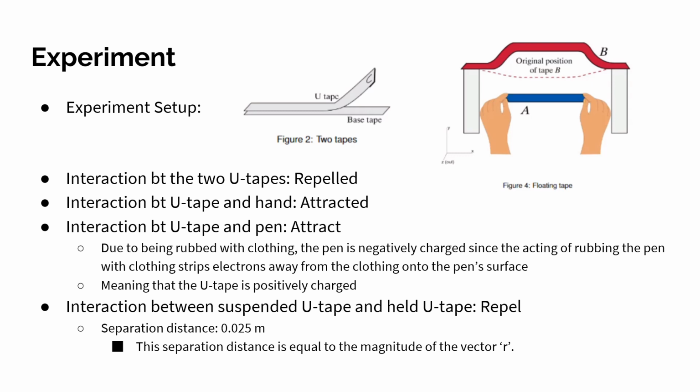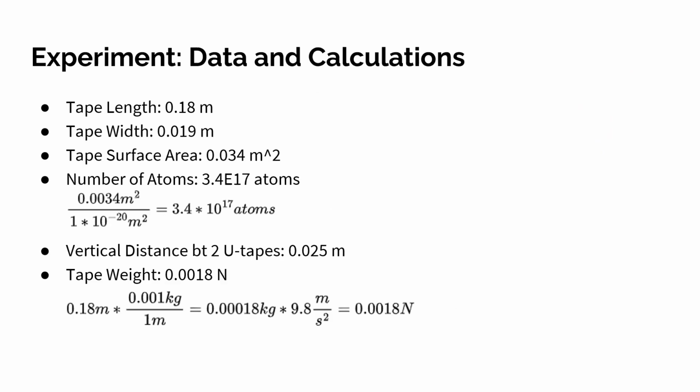Interaction between the suspended U-tape and held U-tape was that they repel, and you can see this setup here on the top right. Separation distance that was measured was 0.025 meters. This is equal to the magnitude of vector r. Here you can see the length of the tape and the width of the tape that was recorded.